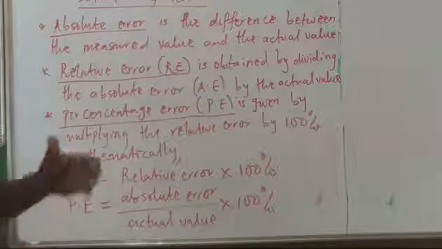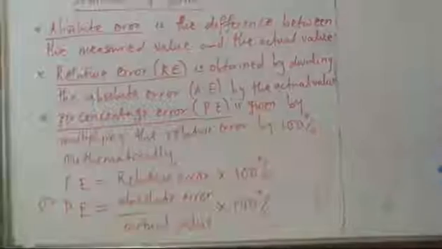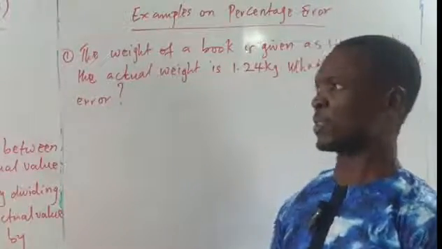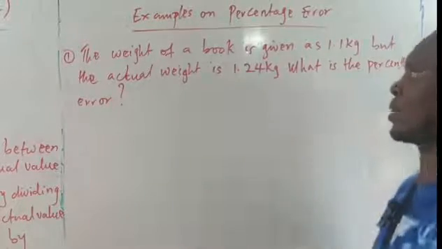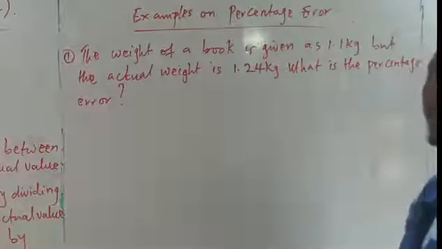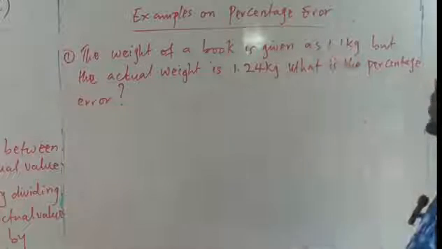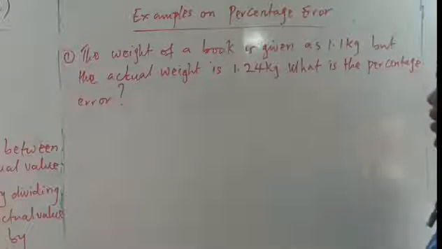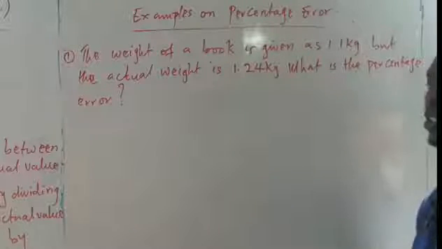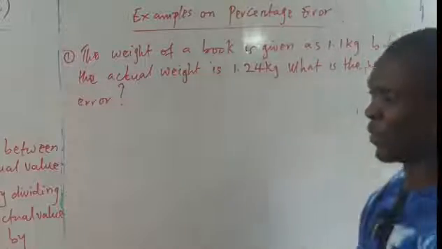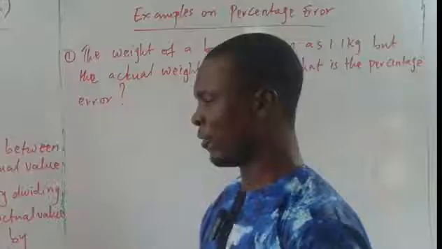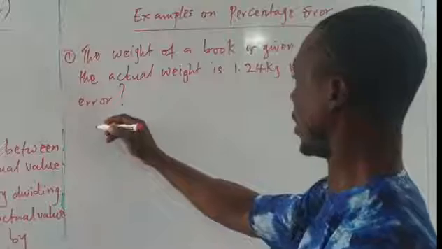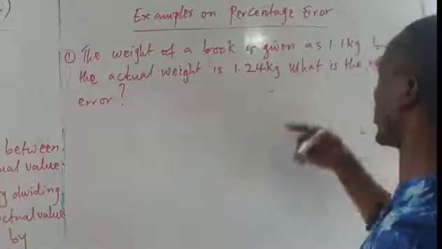We now move to the examples on percentage error. After the first objective, the definition of terms, we have these examples. Question 1 says the weight of a book is given as 1.1 kg, but the actual weight is 1.24 kg. What is the percentage error? If you go by the formula given under percentage error, but before we do that, let's write out the data given.